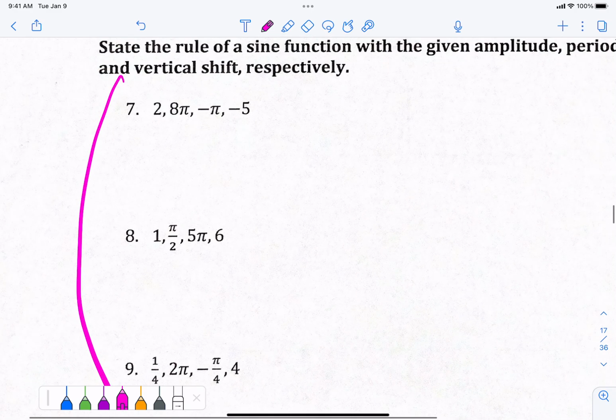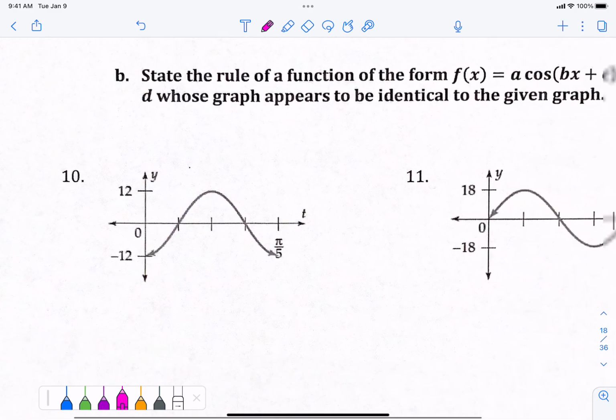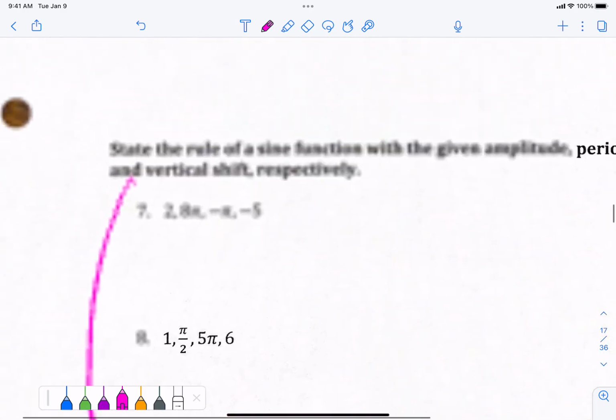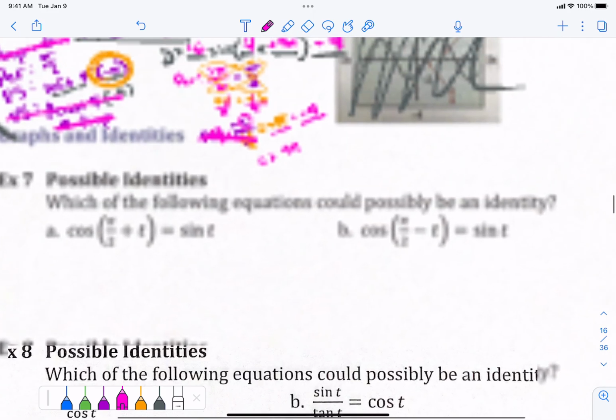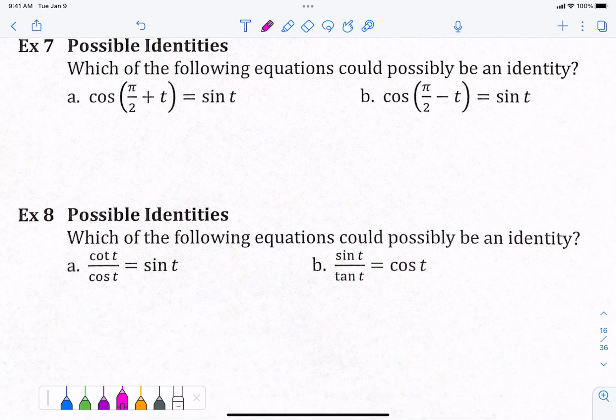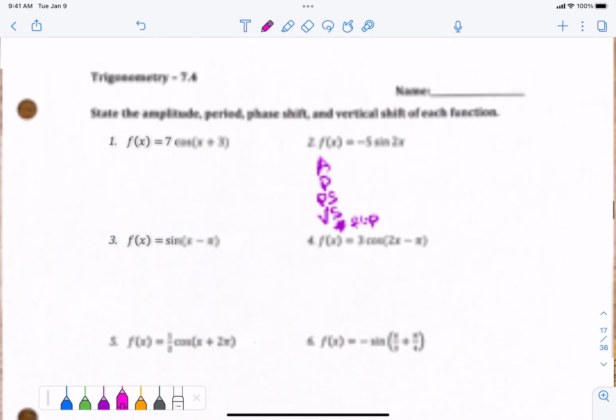There they are. On the back side, yeah, you have all of these things. I'm going to skip example 7 and example 8. We're not going to do example 7 and example 8. How about that? Okay? We will skip those. So, just jump right to the homework.